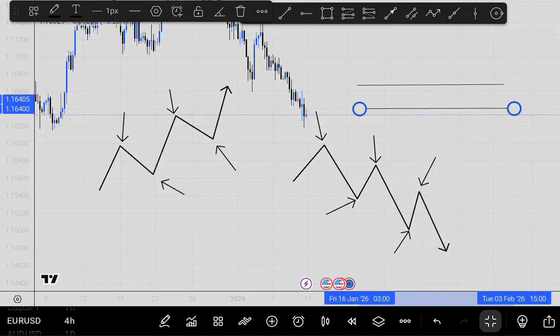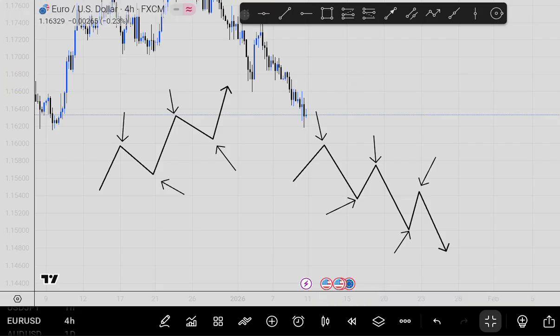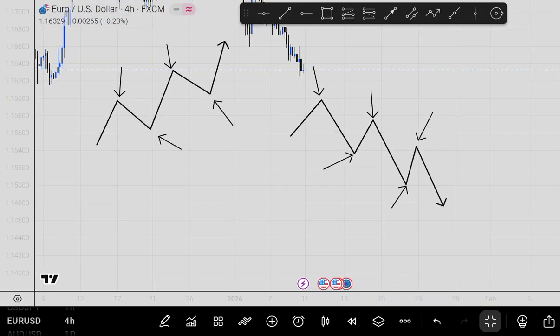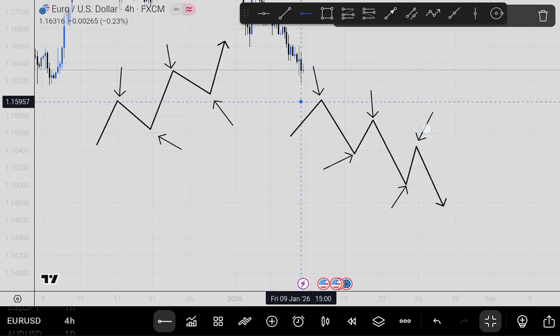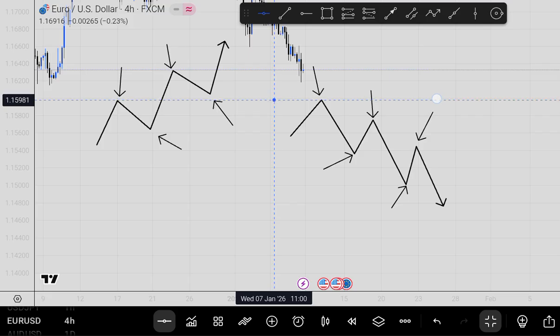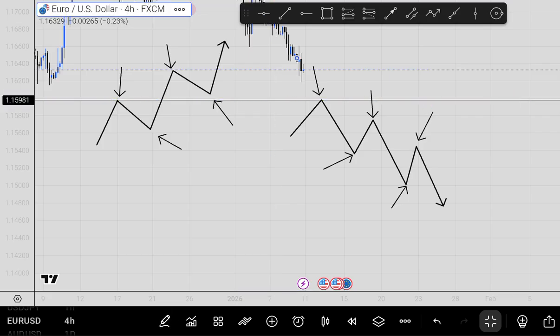So how do we go about this Malaysian support and resistance? The advanced way and the easiest way to go about support and resistance: every turning point, you are going to mark your line. Every turning point you mark your line there.